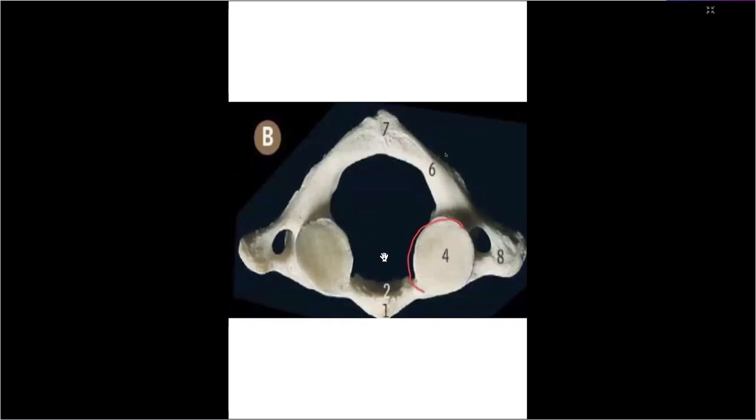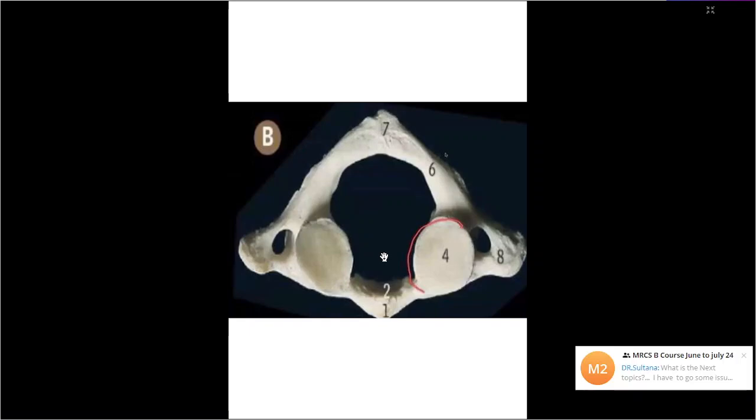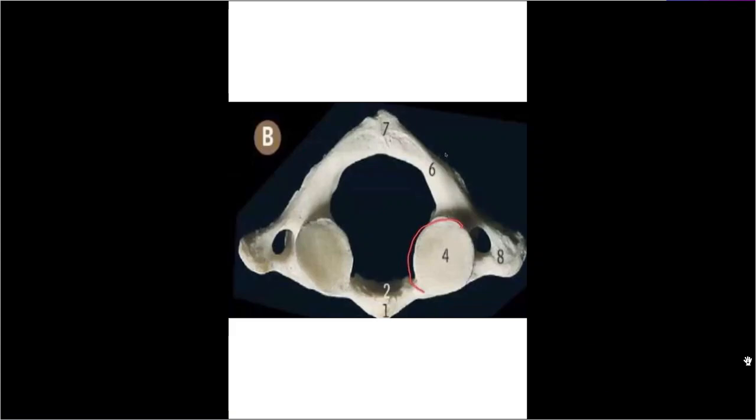Tell me the types of joint that is present between the axis and the atlas. Plain synovial joint. Oh, no. Sir, I forgot. Okay, all right. Synovial pivot type of joint, okay? Now, let's go for the next one.